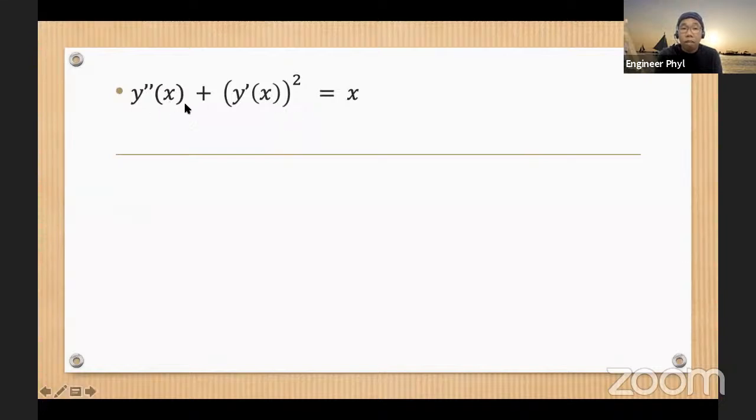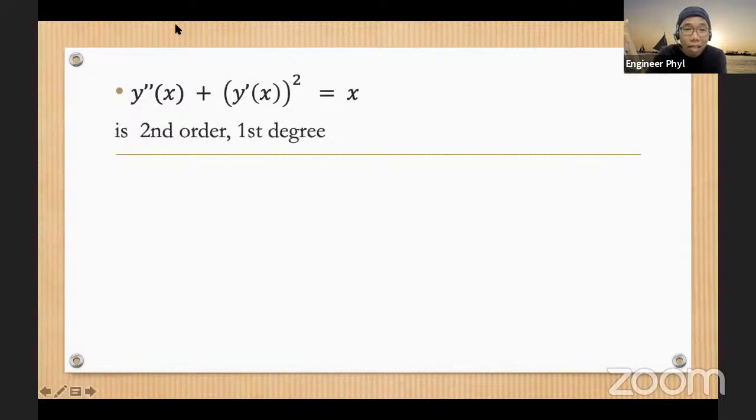So we have this differential equation: y double prime of x plus y prime of x raised to 2 equals x. Okay, as you can see, this is a differential equation since it contains derivatives. Now, we need to know the order and degree of this differential equation. So you must take a look at the highest derivative in this equation. Since y double prime of x is the highest derivative, and y double prime means second derivative, therefore the order of this DE is second order.